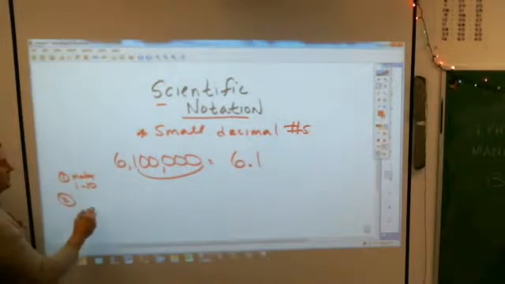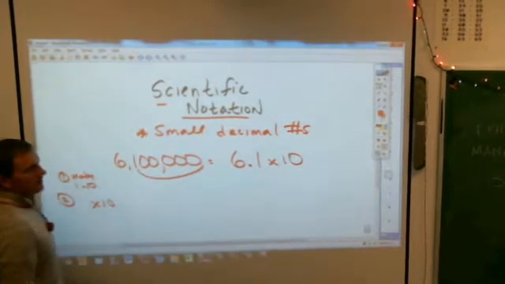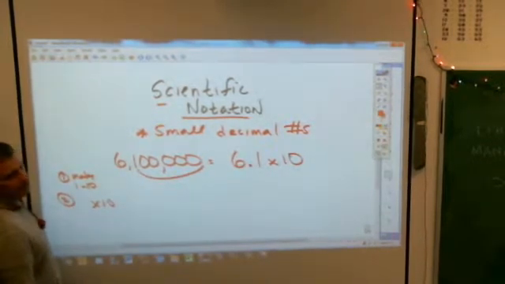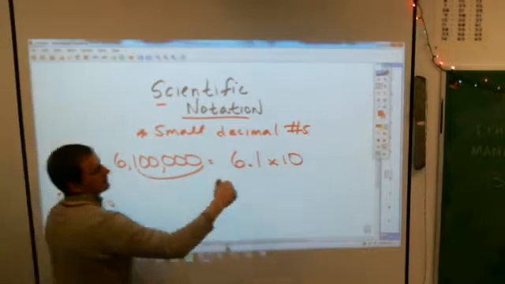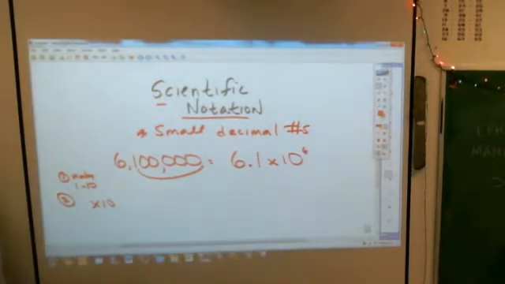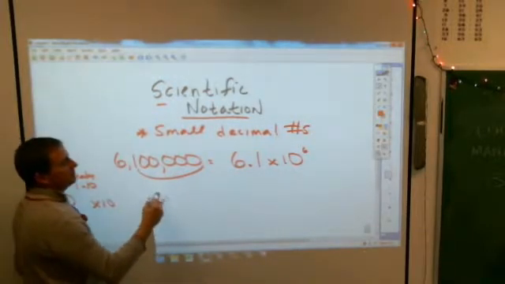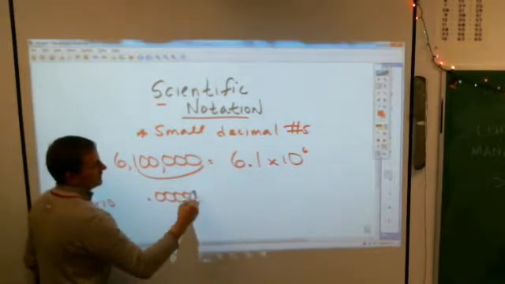Your next step, remember, was to put times 10. Right? And then the exponent was how many places the decimal moved, correct? Which in this case was 6. Today, ladies and gentlemen, and kids of all ages, we are going to deal with decimals in scientific notation with very small decimal numbers like this.